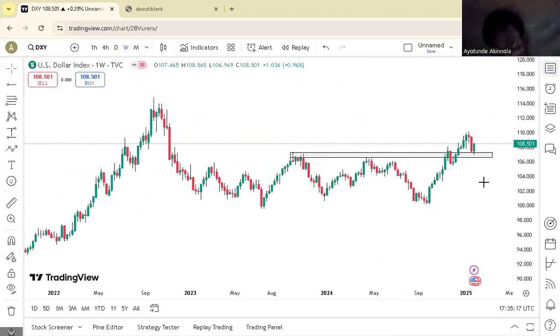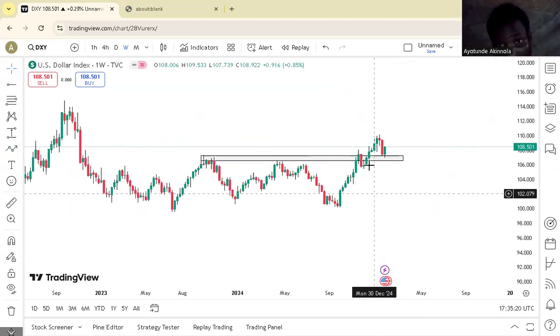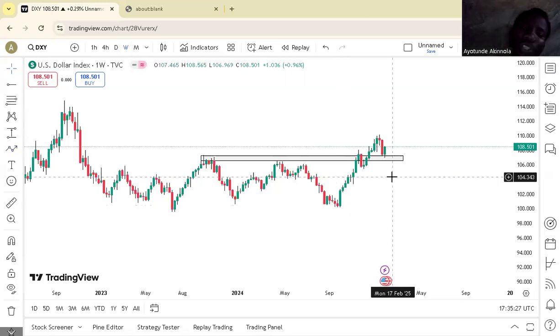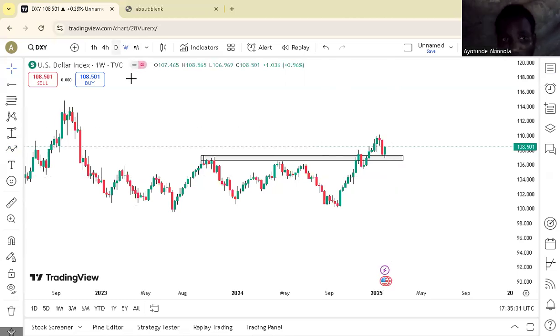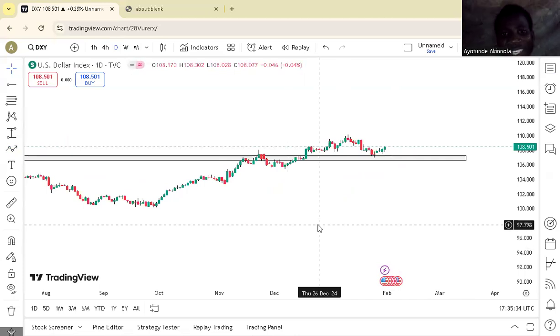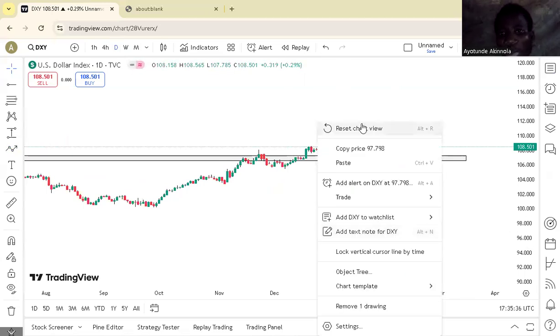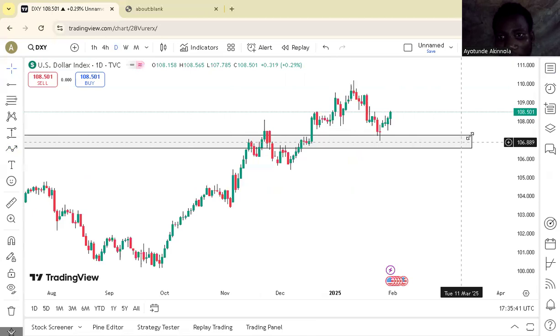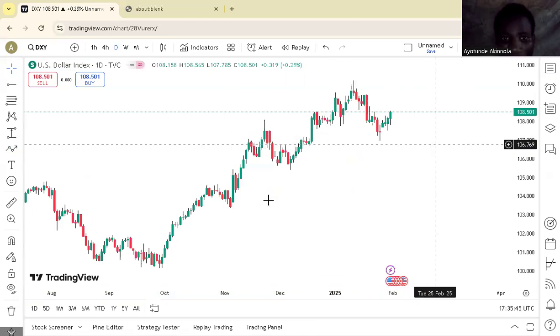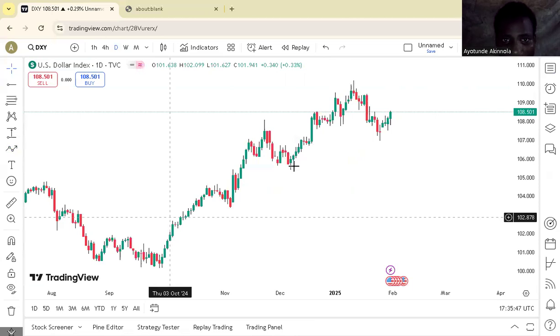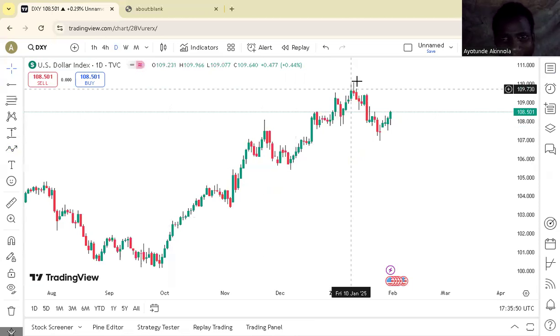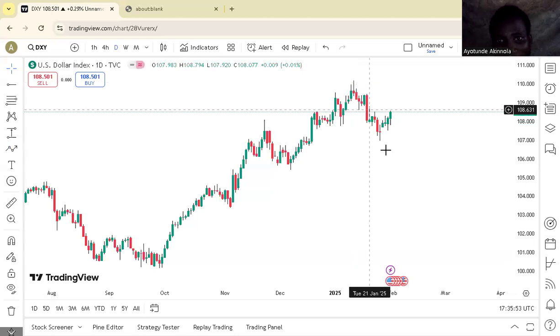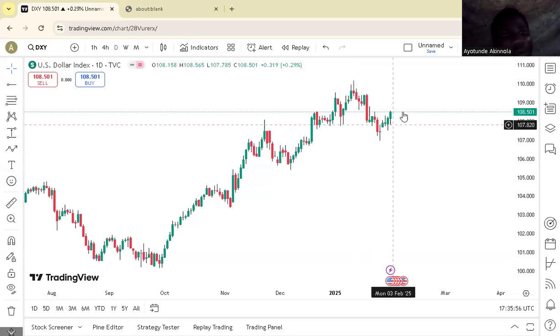Looking at this, remember this is a weekly time frame. We are not taking any position on this. This is just to check the direction of the market. Let's move to the daily time frame and see what structure is forming. On the daily time frame, we can see price pushed up, retraced a little, pushed up again, then a minor retracement. So I think the dollar should continue moving upward.